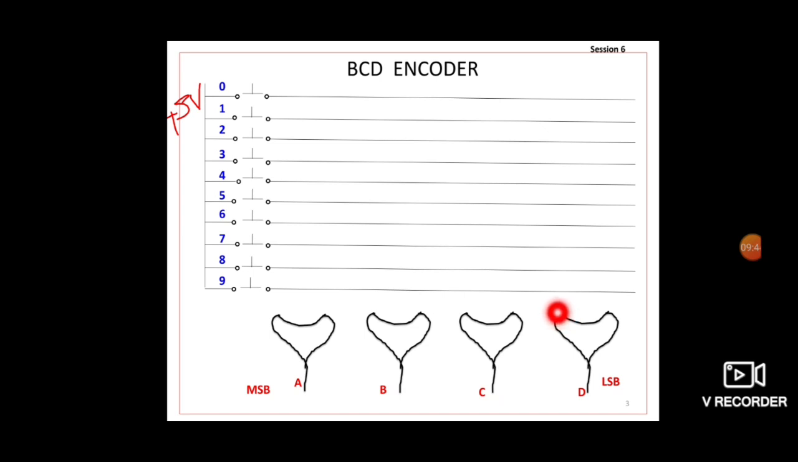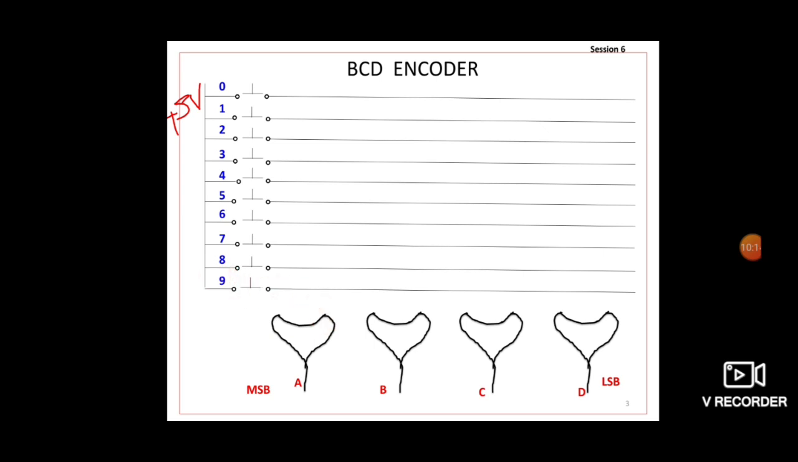Okay, when any switch is pressed, it connects to the corresponding OR gate and automatically generates the BCD code. Suppose, for example, when 0 is pressed, the encoder output will be ABCD 0000. It is kept in open form because it is 0. 0 means nothing, so it is open form.